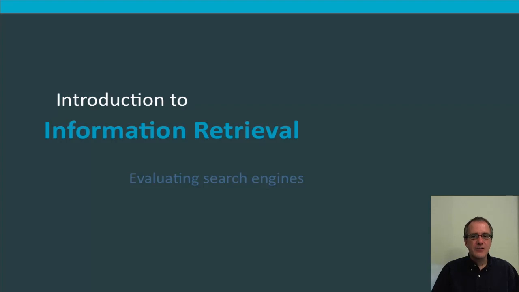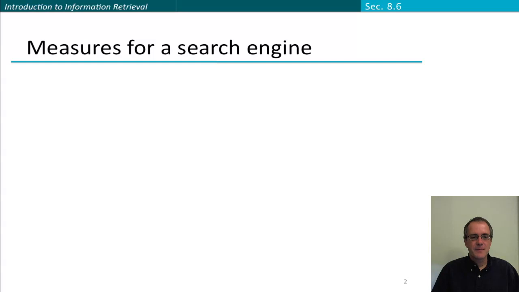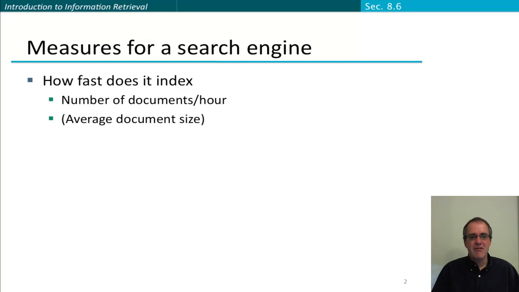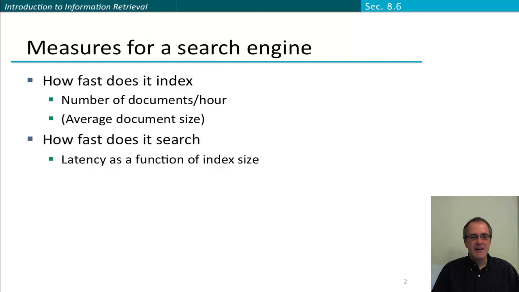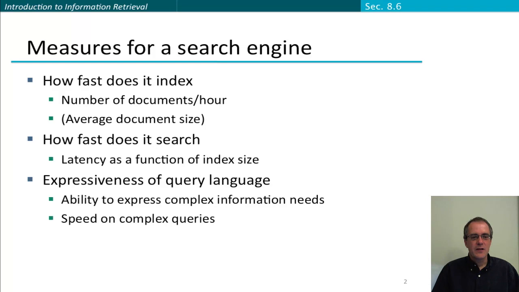In this section, I'll tell you a little bit more about evaluating the quality of a search engine. There are many measures for the quality of a search engine. There are technical ones such as how fast does it index and how fast does it search. We can look at things like the expressiveness of the query language, whether we're able to express complex informational needs with things like phrase queries, negations, disjunctions.